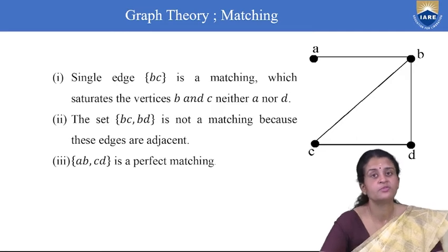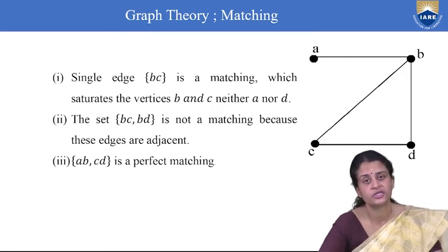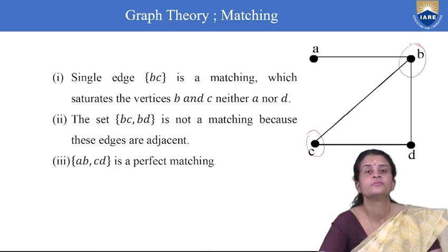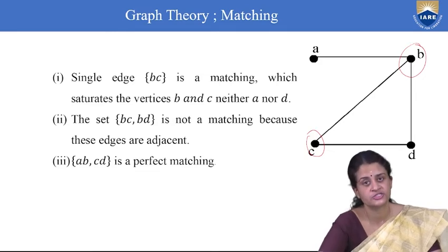Now we have seen some more terminologies like saturation. For this edge BC, which vertices are being saturated under it? These vertices B and C are saturated, whereas neither A nor D is saturated.